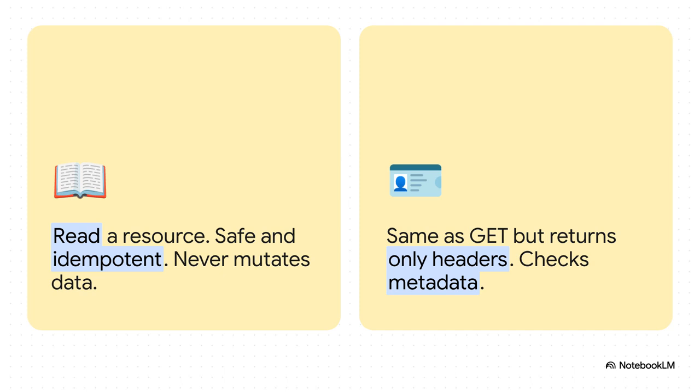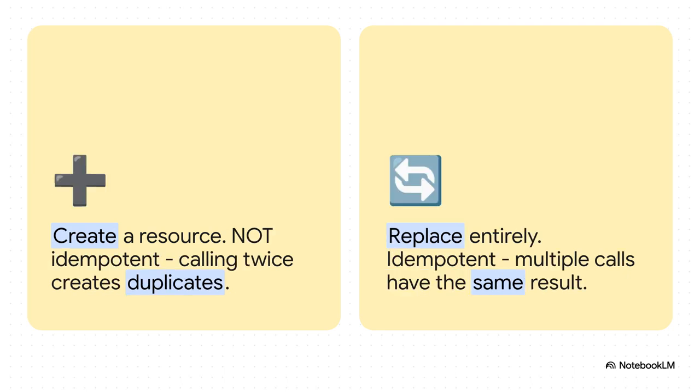Next step, we have HEAD. This does the exact same thing as GET, but it only returns the headers, not the body, which is super perfect for just quickly checking if a resource exists. So the crucial point here is understanding the critical difference between POST and PUT. POST is used to create a completely new resource, and it is not idempotent. If you call a POST request twice, you're probably going to end up creating two identical records in your database. PUT, on the other hand, replaces a resource entirely. It is idempotent. If you send the exact same PUT request 10 times in a row, the end state of that resource remains exactly the same as if you just sent it once.